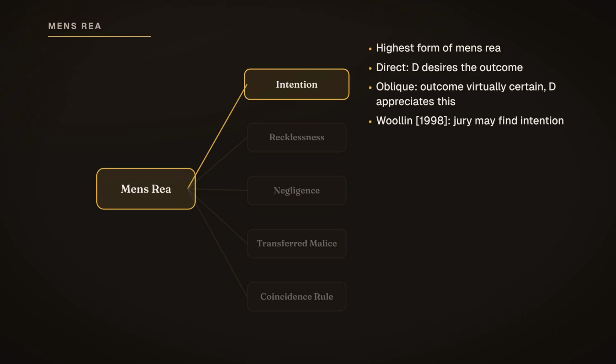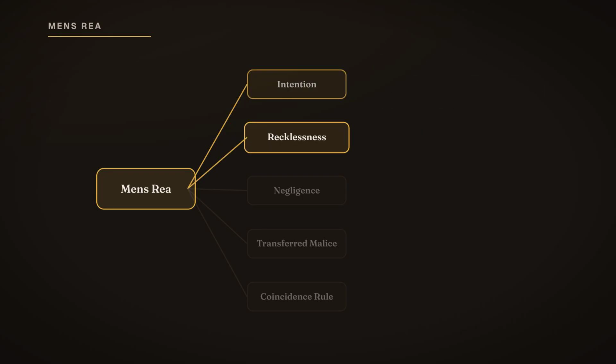It preserves jury discretion. Recklessness sits below intention on the fault ladder. A reckless defendant foresees the risk that their conduct might cause a prohibited result, but proceeds regardless, without justification. The critical word is subjective. It is about what this defendant actually foresaw, not what a reasonable person would have foreseen.